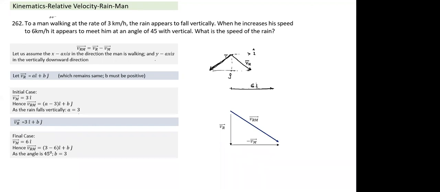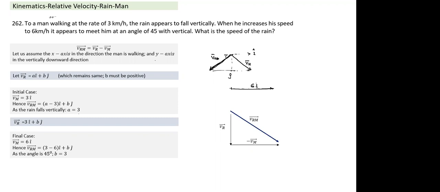It will make 45 degrees, but to the man, the rain will appear to be falling like this. So it will be falling from his face. That's how it appears to him. It's not falling straight in. This will be VRM in the second case. And you notice what VRM is here? The I component will be negative, the J component will be positive.